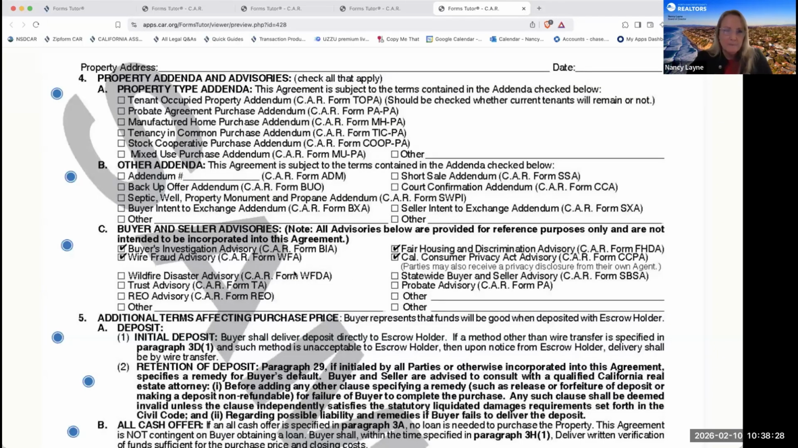Buyer and seller advisory, the four that are automatically locked will be attached: fair housing, consumer privacy, buyer's investigation, wire fraud. And then if it applies, you can do things like trust advisory, REO, state buyer and seller advisory. Most brokers recommend the statewide buyer and seller advisory, just because it's an additional layer of, hey, there's a bunch of stuff going on in your community. You might want to check it out.